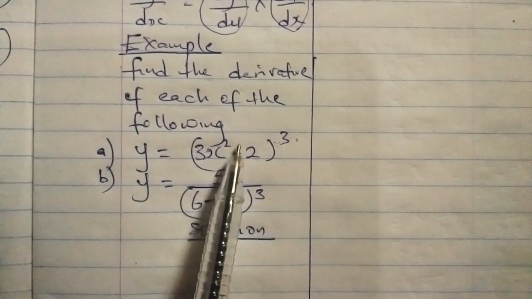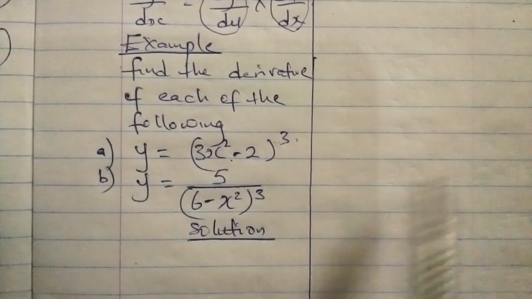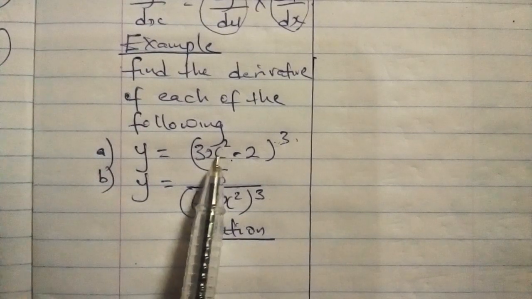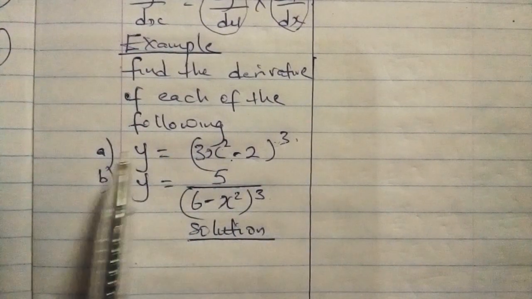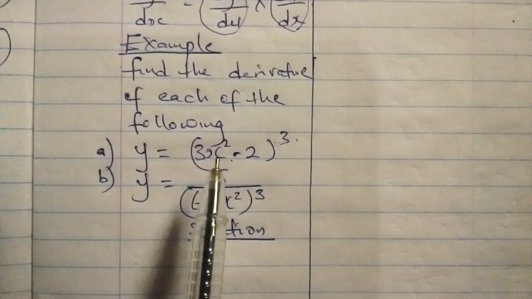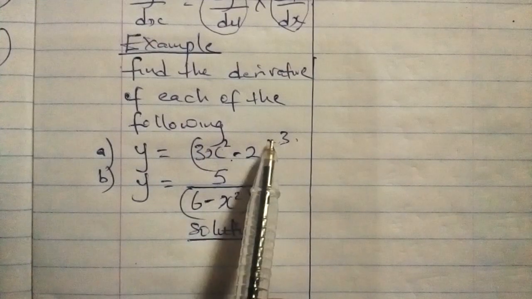Because if you expand this now, this one will be 3x squared minus 2 times 3x squared minus 2 into 3 times, or 3 aspects of it. And if you start to expand it, it will take a longer process. So for the sake of that, another rule was derived, which will help you to get the answer so easily. And that rule is now the chain rule. So that's when you know when to apply.